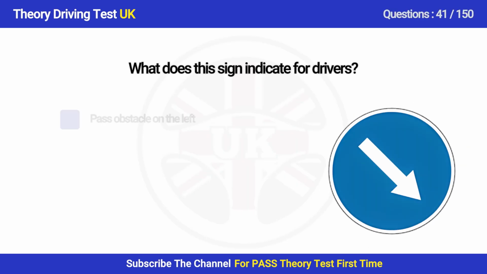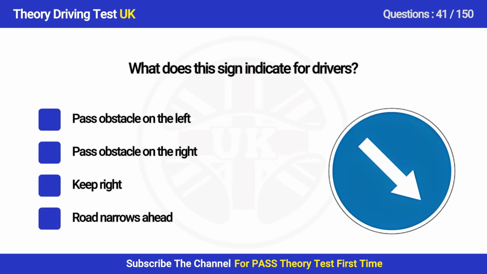Question 41. What does this sign indicate for drivers? A. Pass obstacle on the left. B. Pass obstacle on the right. C. Keep right. D. Road narrows ahead.